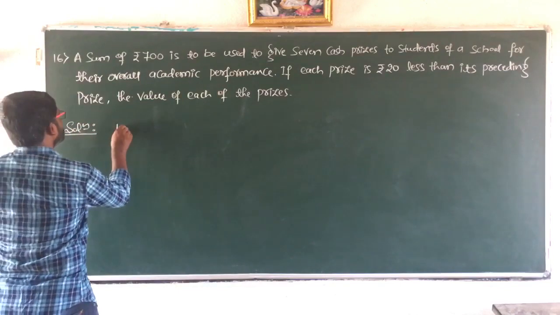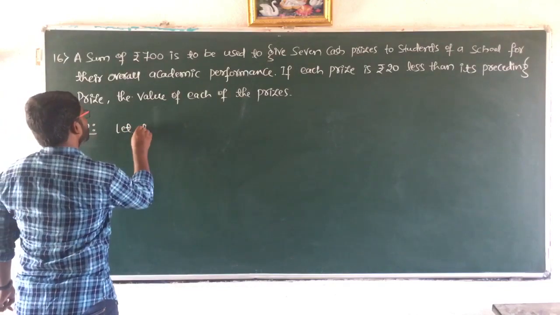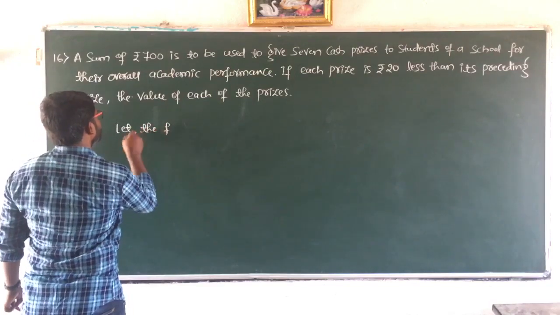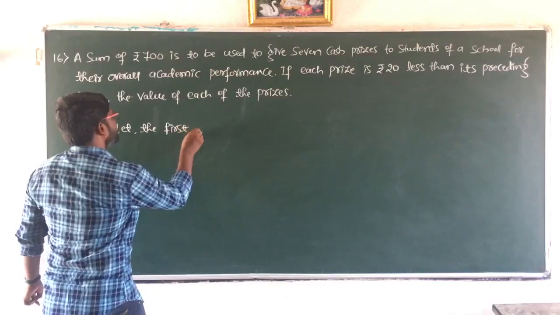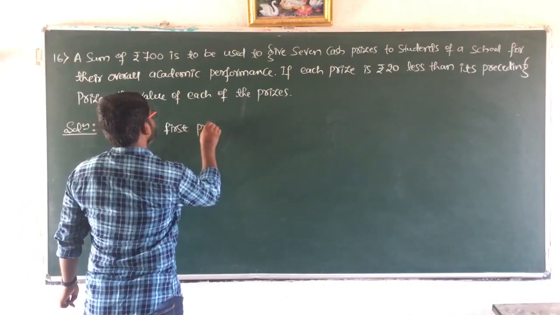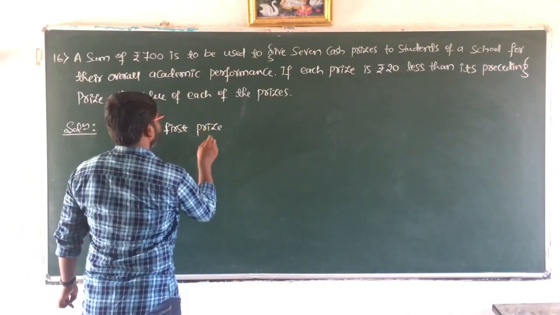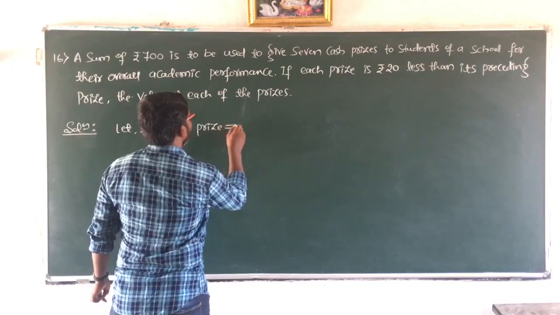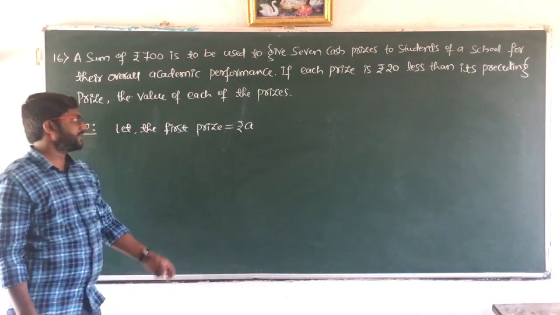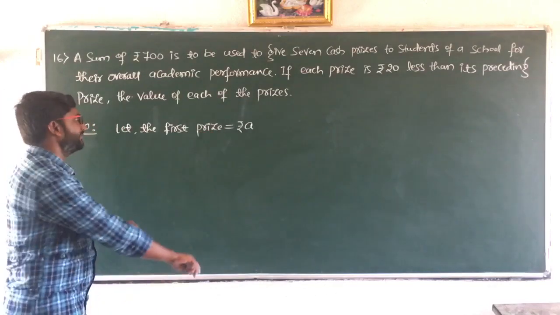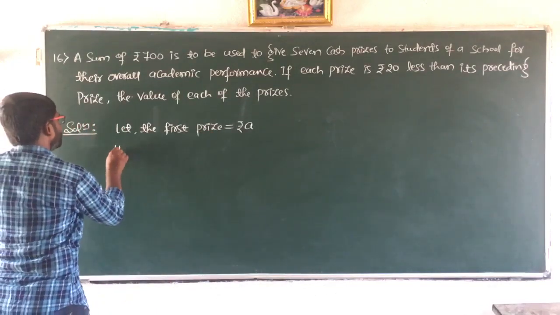Let the first prize be rupees A. Then now see here.